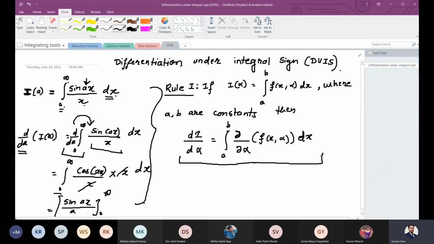So rule number one is trying to tell you that if your limits are constant, A and B are constant, lower limit and upper limit are constant, and if you take the derivative of I with respect to alpha, then the derivative can be taken directly inside the integration if the limits are constant. Remember that A and B are constants. Then I can take the derivative inside the integration. This is rule number one. I'll write down rule number two now.